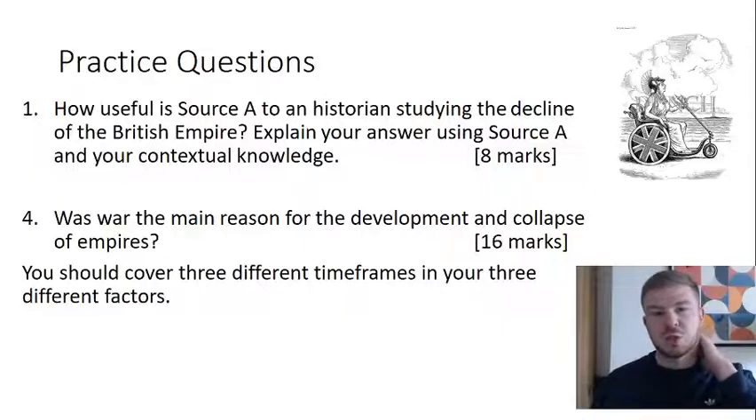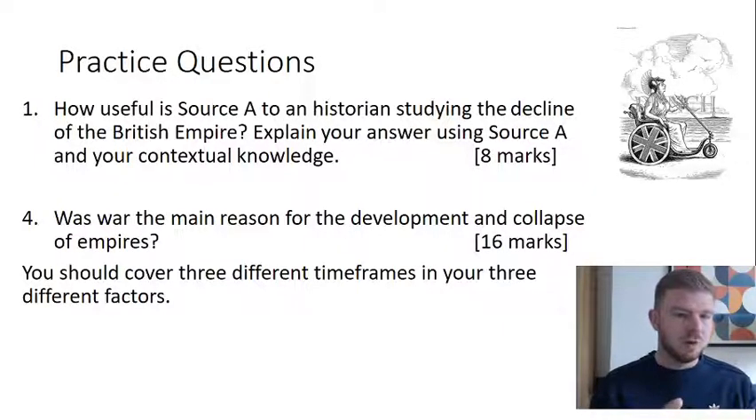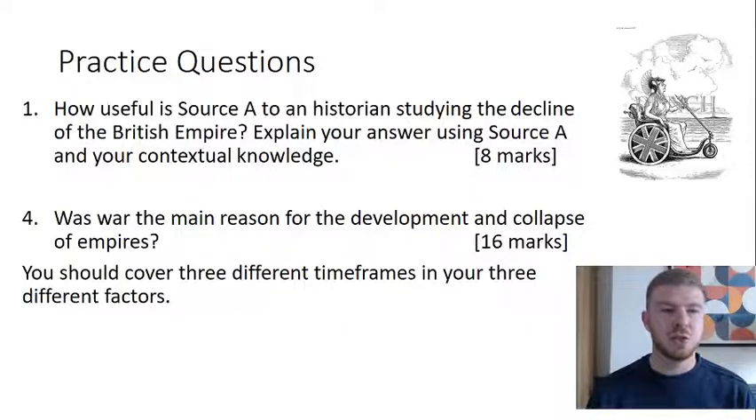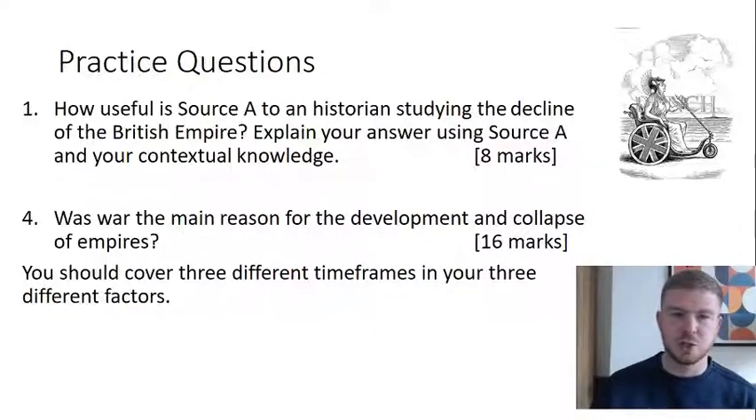Because we've not practiced a source question yet, I want to look at one first, and then we've also got our big factors question, which is always worth laying out and practicing how you would answer it if that came up. So first one is a source question. It says, how useful is source A to an historian studying the decline of the British Empire? Explain your answer using source A and your contextual knowledge.